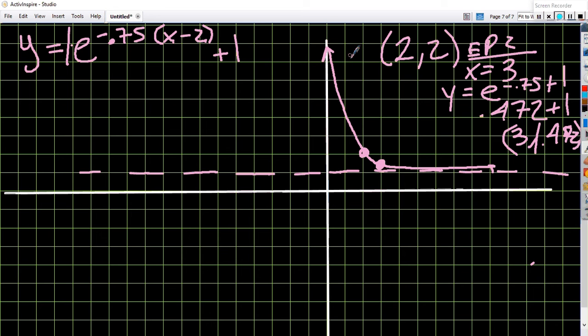What's the domain here? Negative infinity, positive infinity. What's the range? 1 to positive infinity. Bracket or parenthesis? What says it cannot be positive infinity?